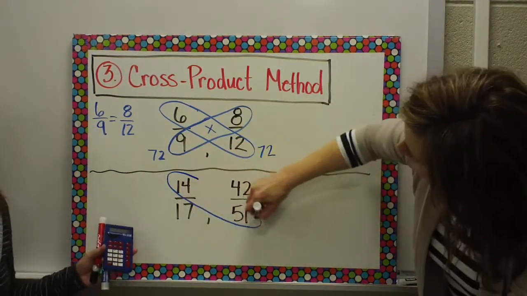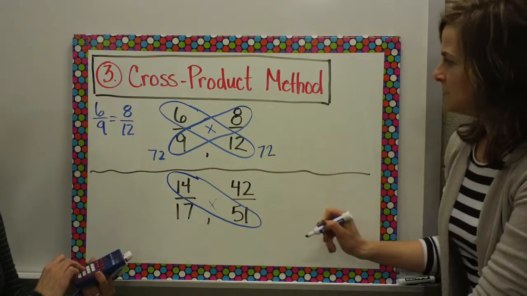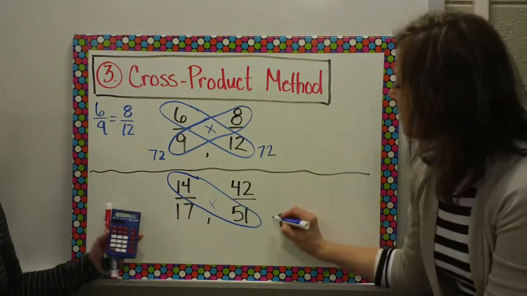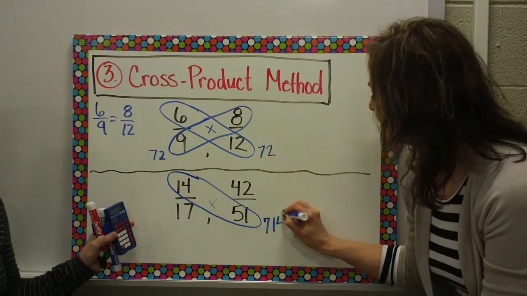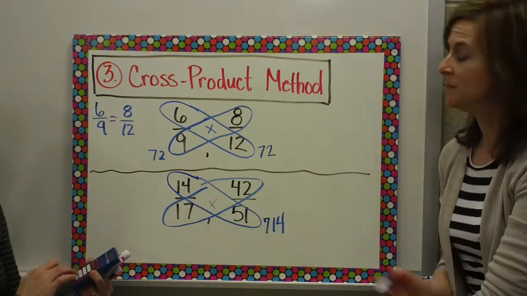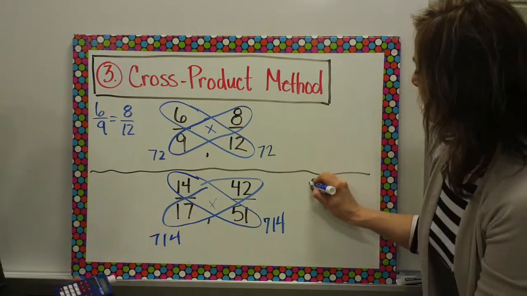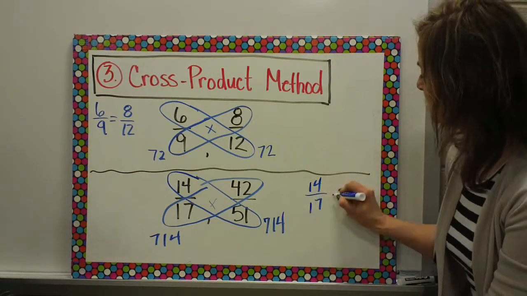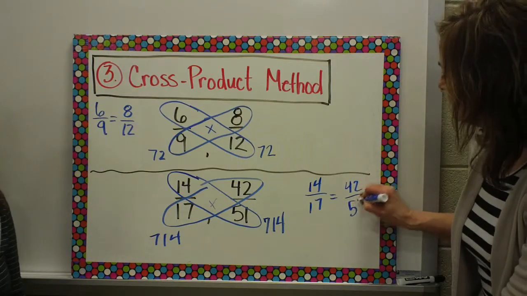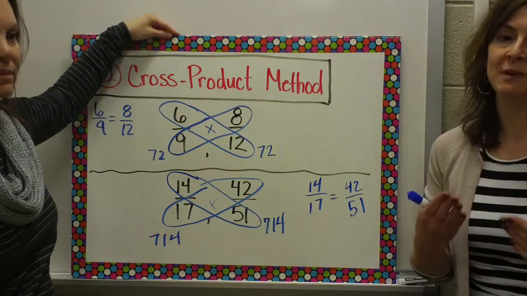All right, here we have an example with numbers that aren't maybe as readily multiplied in our brains. So we're going to follow the same procedure, but this time we're going to demonstrate it with the calculator. So 14 times 51, notice it doesn't matter which way I start as long as I go in the diagonal. And that product is 714. All right, and we go the other way and we have 17 times 42. And that product is also 714. Meaning that 14 to 17 is proportionate or the same as 42 to 51. Remember that with these three methods, you can choose the one that works best for you.